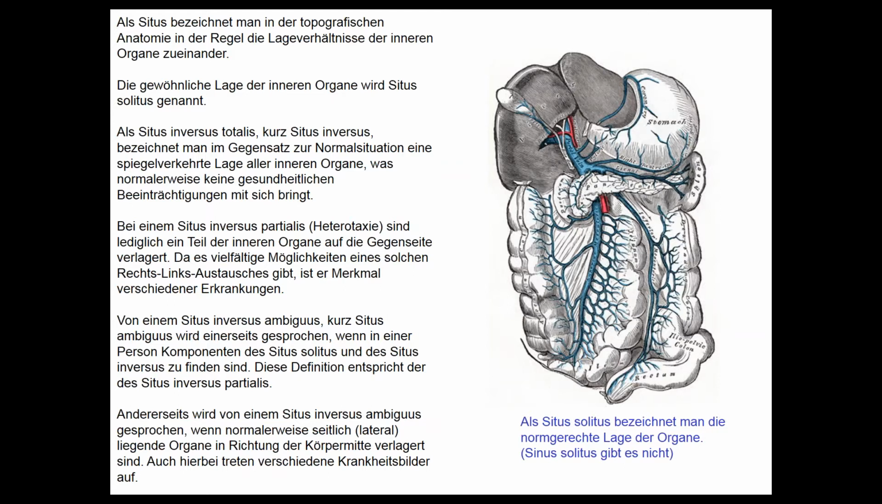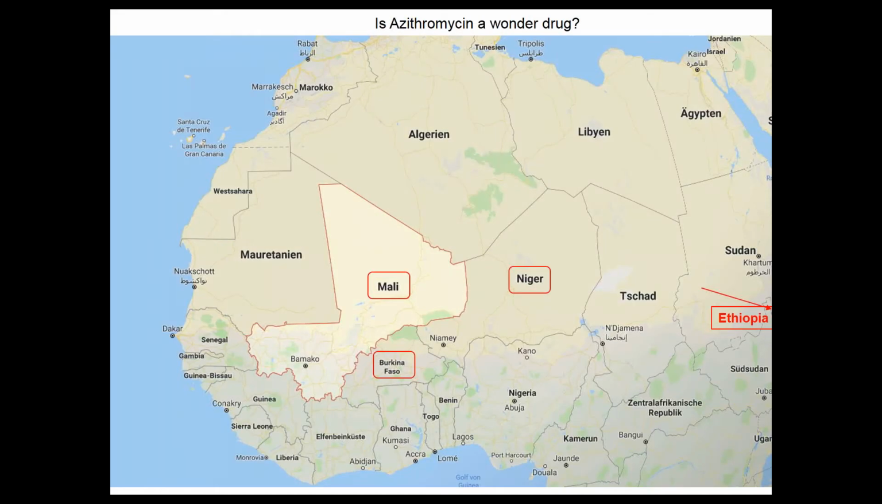Now, the situation where the organs are properly placed is called situs solitus. And what sinus solitus, I don't think that exists. I think the questioners made that up. So this is an example of situs inversus.